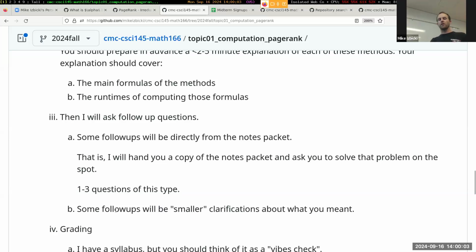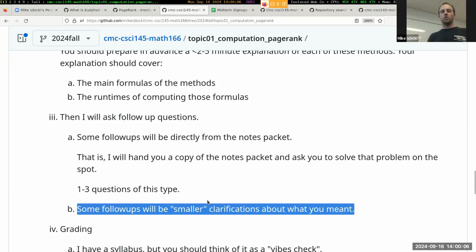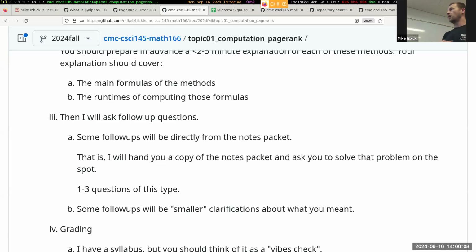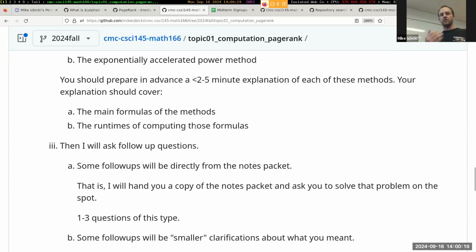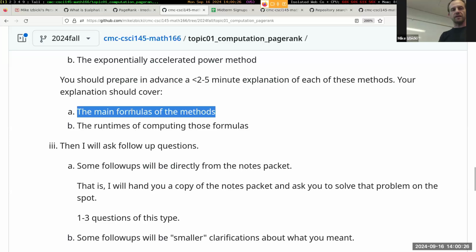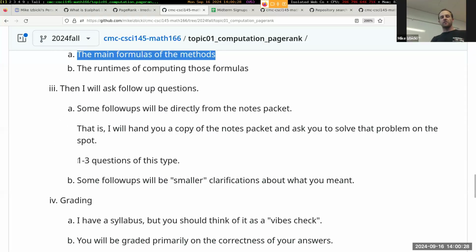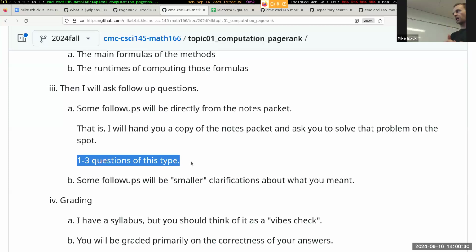There will also be a number of possibly smaller questions that I'll ask as you're saying something, and I might just interrupt you for a second and ask you to clarify something for me. But the two things that you definitely want to do to prepare are this 2 to 5 minute explanation of both the power method and the exponentially accelerated power method, and knowing how to do all of the questions on all the notes packets. If you can do that, then you'll probably get an A.